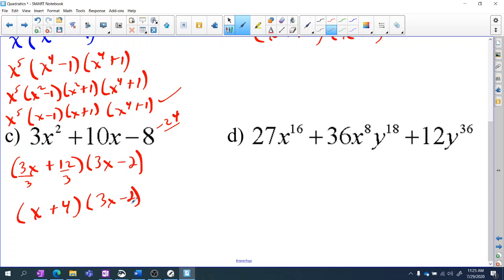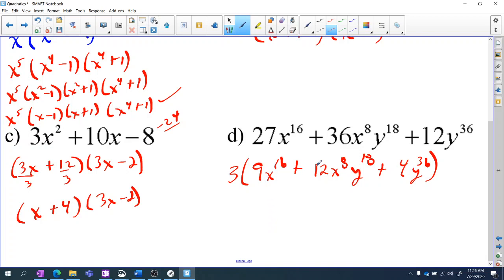Let's see what we're dealing with here. 27, 36, and 12 are all divisible by 3. Let's take out a 3 and see what that does. So I take out a 3, I get 9x to the 16th plus 12x to the 8th, y to the 18th, plus 4y to the 36th.